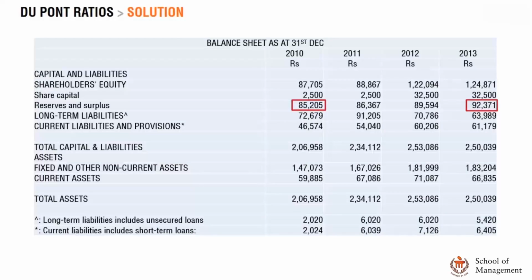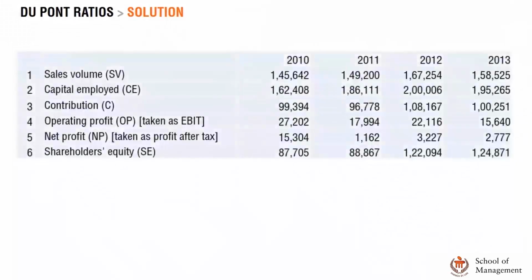Now, the 5 or 6 numbers that we require for calculating the DuPont chart ratios are sales volume, capital employed, contribution, operating profit, net profit, and shareholders' equity.